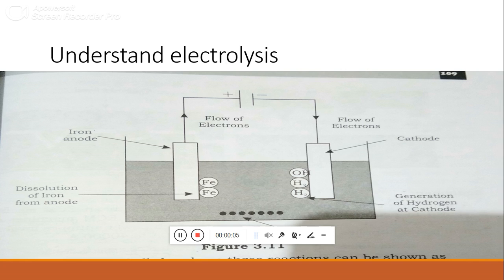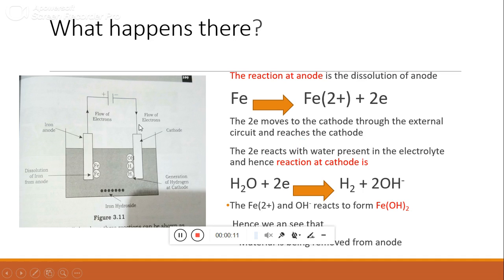So we stopped at the diagram of electrolysis, and now we need to know what happens during this electrolysis process of this diagram. See, the reaction at anode. So what happens at anode? The iron anode actually dissociates into Fe2+ ions and 2 electrons. So the material has been removed from the iron anode in the form of ions, and you have 2 electrons.